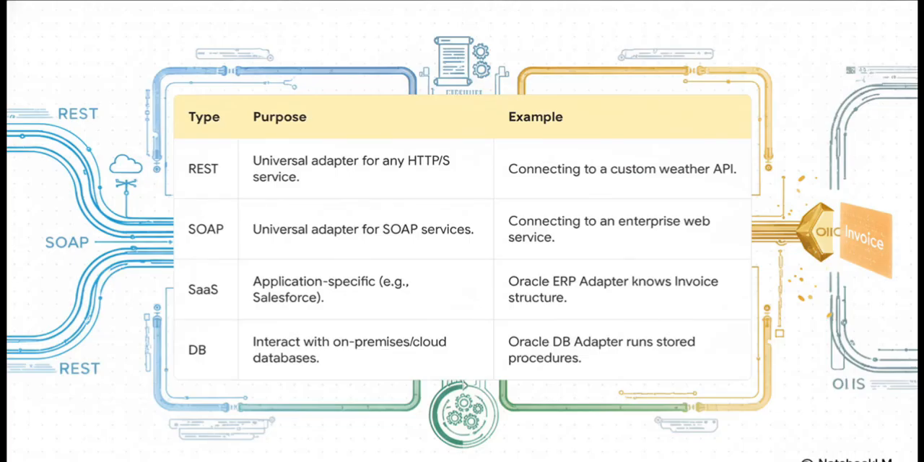And OIC comes with a whole toolbox full of these blueprints. You've got your universal ones like the REST and SOAP adapters, which can connect to pretty much any web service out there, super flexible. But where things get really powerful, that's with the application-specific adapters for SaaS platforms. Think about it. The Oracle ERP Cloud Adapter already knows exactly what an invoice looks like. It knows the fields, the structure, everything. That pre-built knowledge, it saves you an absolutely incredible amount of time.